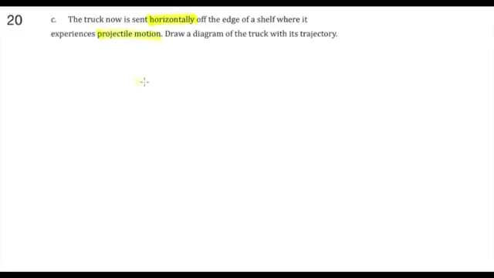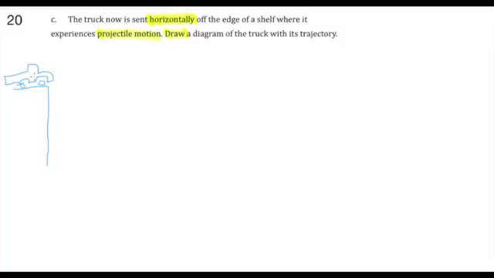Notice a reference to a concept. Draw a diagram of the truck with its trajectory. Well, let's start with what it said. I need my shelf. Let's say my truck is up here. Yeah, it's a truck. And we need to realize that I said horizontally. So the truck is sent off the edge horizontally.